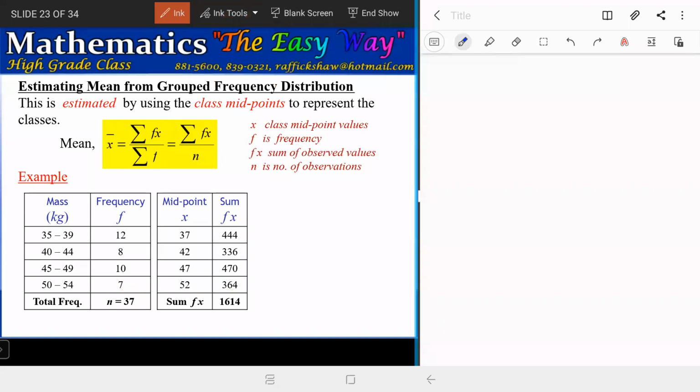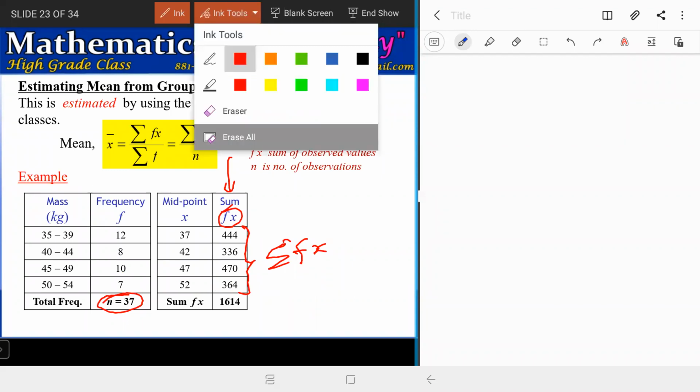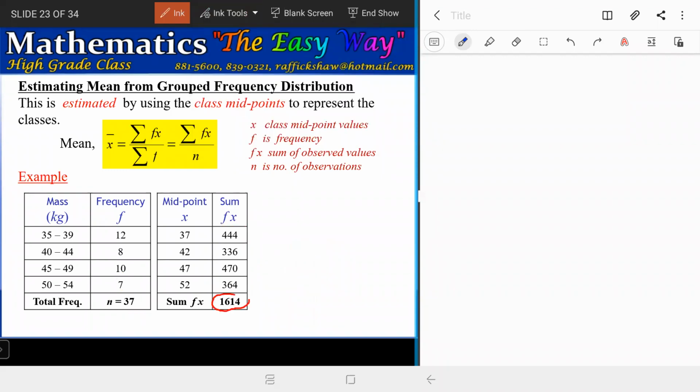So the total mass of all of the 37 balls is the sum of this. That's what we call the sum of fx. So you sum the fx column. You're trying to sum the masses of all the balls in a quick and efficient way. That's why I set up that fx column. So this represents the sum of the masses of all 37 balls, and there are 37 balls in all.